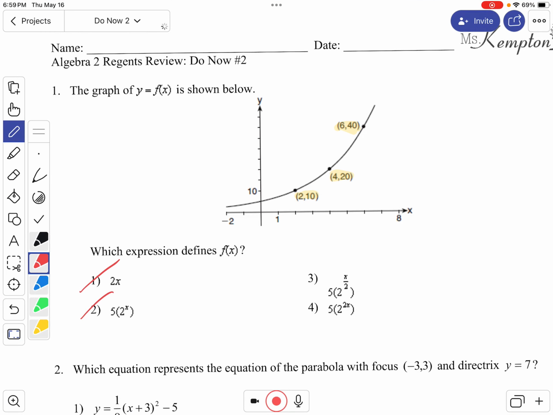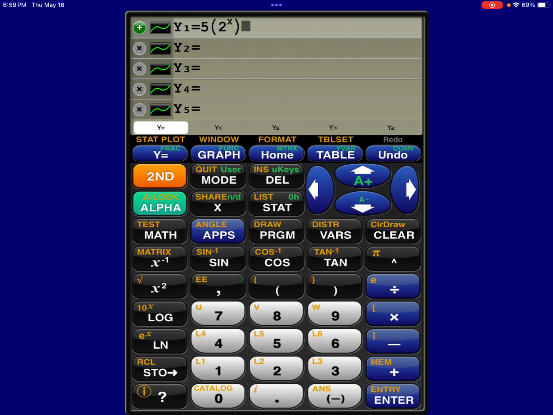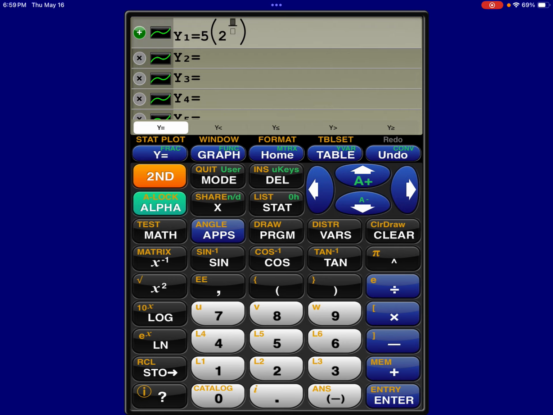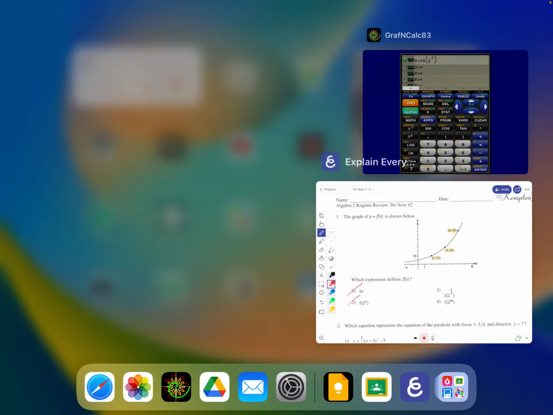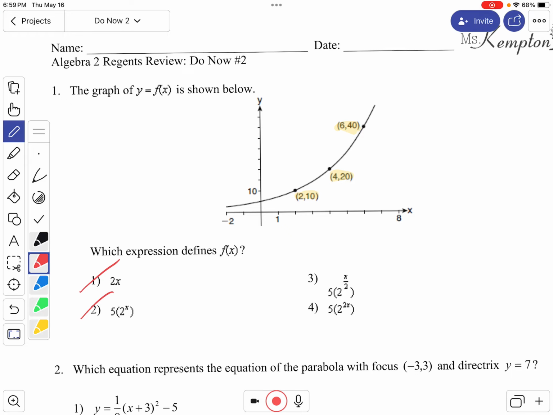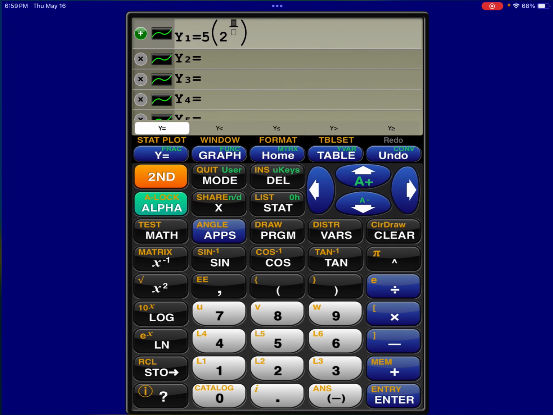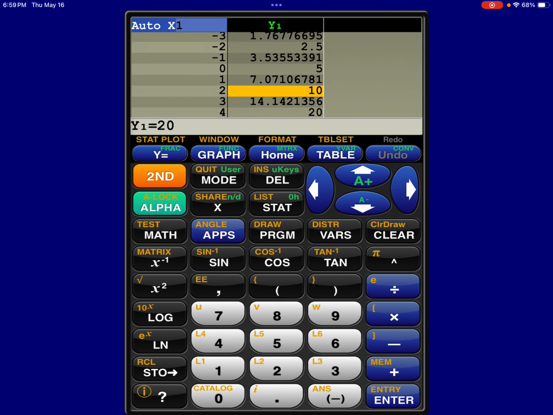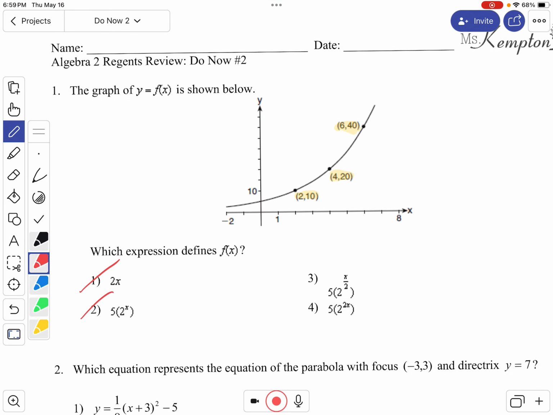I see 5 times 2 to the x over 2. All right. So when we go to the table, do we see (2, 10)? Yes. Do we see (4, 20)? Yes. Do we see (6, 40)? Yes. So it looks like this one is the correct answer.